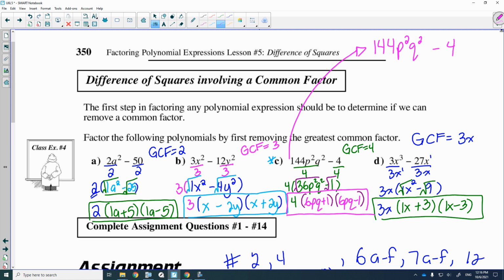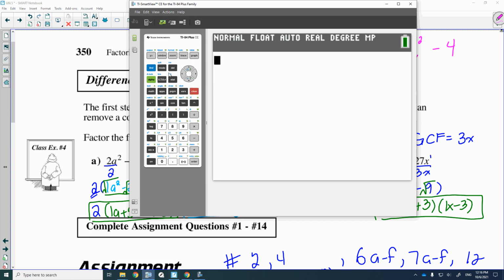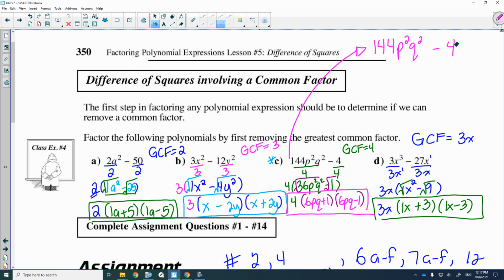A lot of students would look at that and say difference of squares, right? And then they would say, can I square root 144? And you go to your calculator and type in square root of 144, and you can. Then you look at the 4 and say, can I square root 4? And you can. So some students won't see that there's a GCF. So watch what happens if you don't see it.